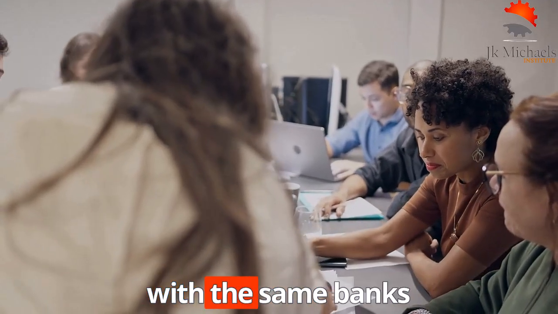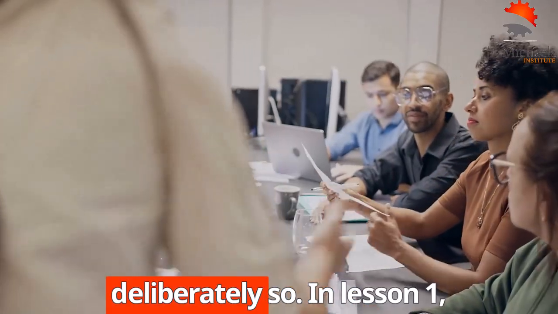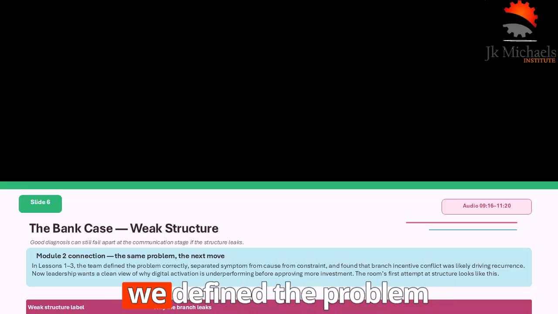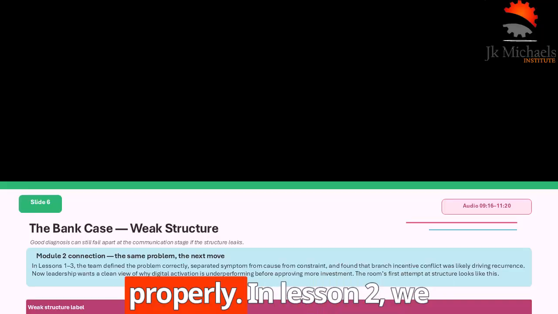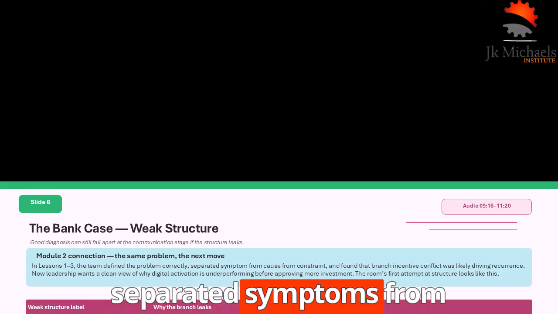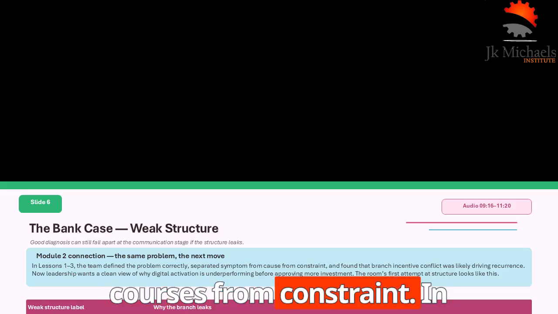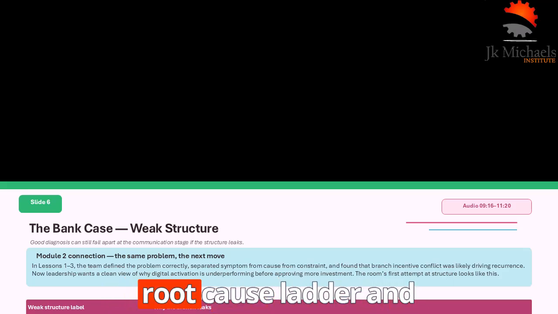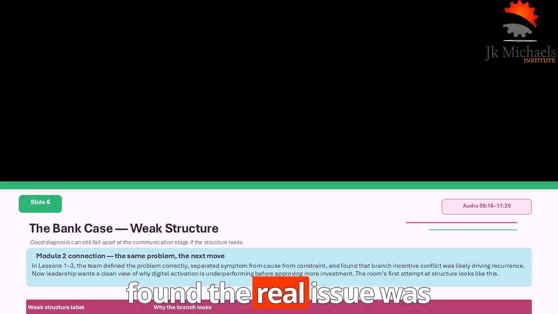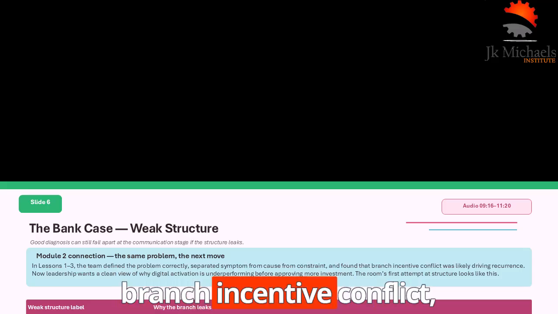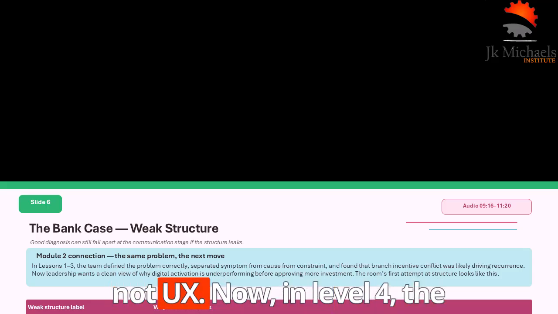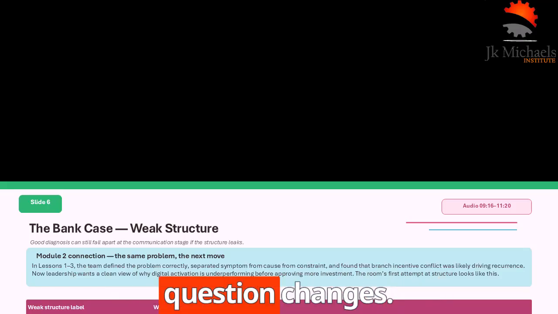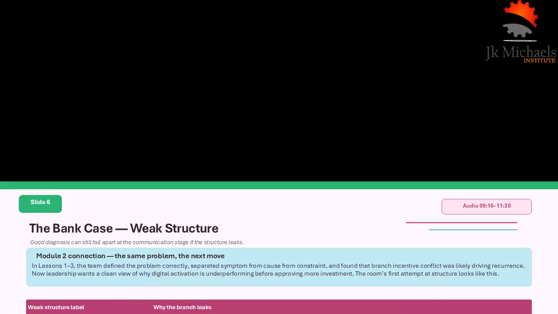We have been working with the same bank throughout Module 2, and deliberately so. In Lesson 1, we defined the problem properly. In Lesson 2, we separated symptoms from causes from constraints. In Lesson 3, we worked the root cause ladder and found the real issue was branch incentive conflict, not UX. Now, in Lesson 4, the question changes.